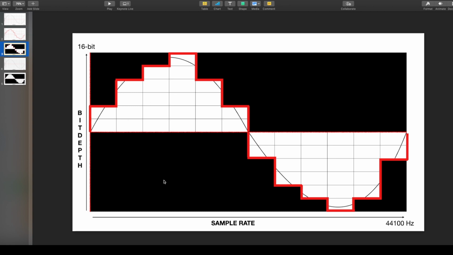Now, for the visualization purpose, I've kept this effect a little bit more exaggerated. This grid is a little bit too big. But generally, when it's happening in the digital realm, this grid is good enough. This resolution of 16-bit and 44.1 kilohertz is really good. It is going to give you almost realistic sounding quality.